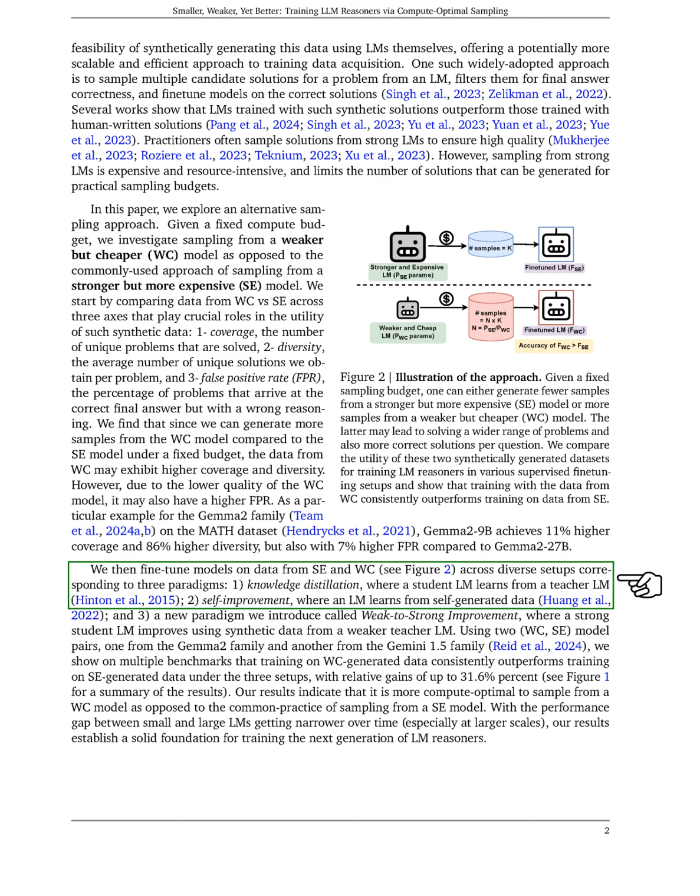We then fine-tune models using data from both the stronger and weaker models across three different training paradigms: knowledge distillation, self-improvement, and a new method we call weak to strong improvement. Using pairs of models from the Gemma 2 and Gemini 1.5 families, we demonstrate that training on data generated by the weaker model consistently yields better results than training on data from the stronger model, with improvements of up to 31.6%. Our results suggest that it is more efficient to sample from a weaker model rather than the traditional approach of using a stronger model.